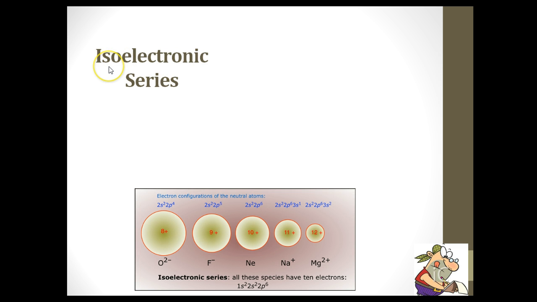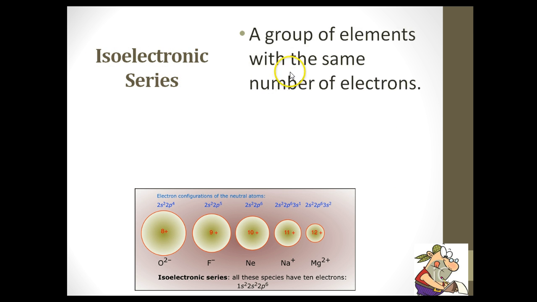So, first term, isoelectronic series. The way I remember this definition is I break it down. Iso is a prefix for same. Just remember way back when isotope was atoms of the same element with different masses. Isoelectronic is going to be the same number of electrons. So an isoelectronic series is a group of elements that all have the same number of electrons. When ions form, they'll all have the same number of electrons.